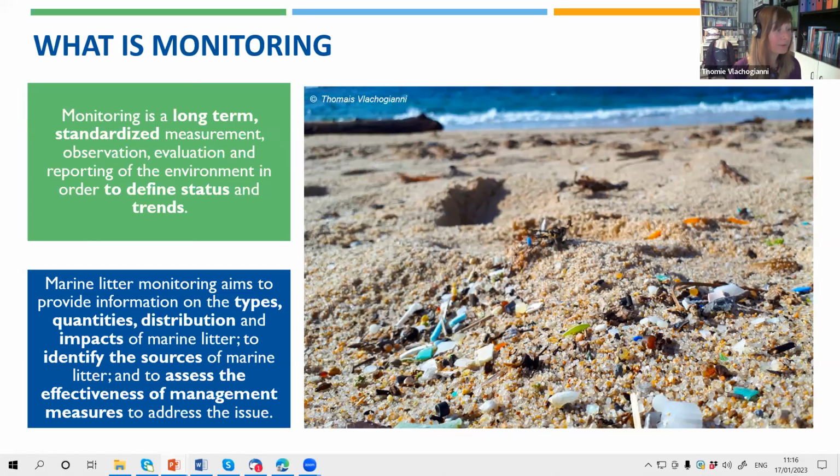And so for marine litter monitoring, the idea is to elaborate information on the types, quantities, distribution, and impacts, to identify the sources of marine litter, and to assess the effectiveness of management measures to address the issue.